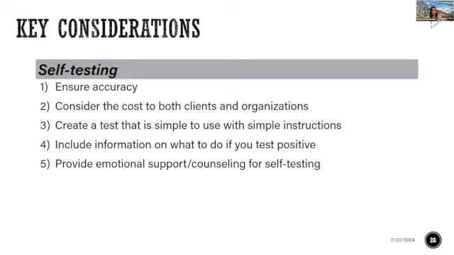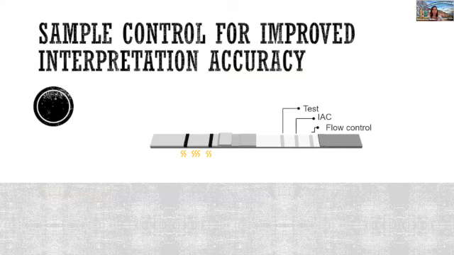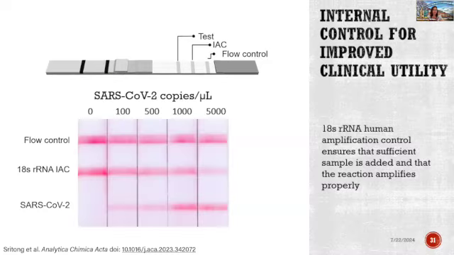So thinking through these, we're going back to our process and iterating on our device design. Right now, we have a sample control to improve the interpretation accuracy so that you know and can be confident that your test functions the way you expect it to. So here we've added a third line, which may make it a little more complicated, which is why we're going to go back and work with the community and ask them.